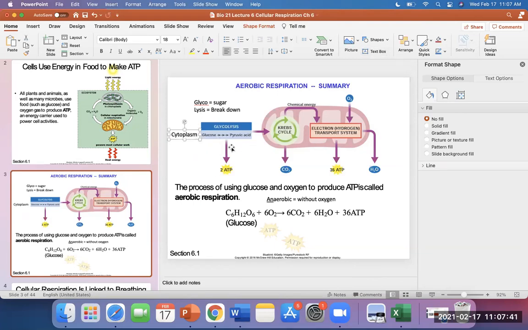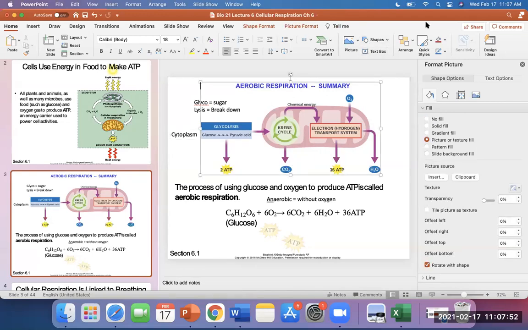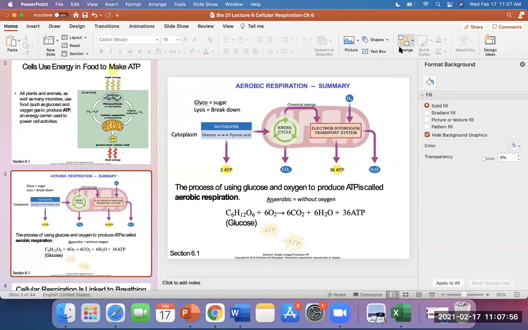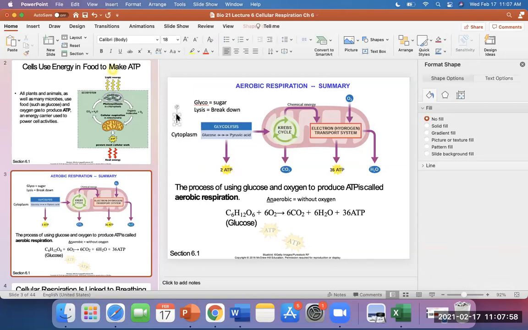And then the Krebs cycle. This structure right here, this bean-shaped structure, is the mitochondria. It happens in the mitochondria, and inside the mitochondria there's something called the matrix. I'm going to show you that in a minute. That's where it takes place, inside the matrix in the mitochondria. So that's the Krebs cycle.